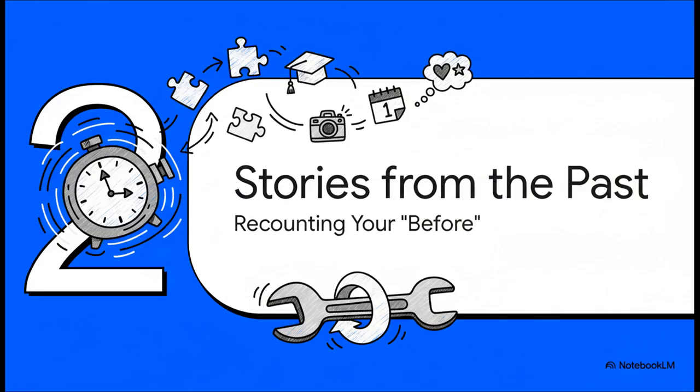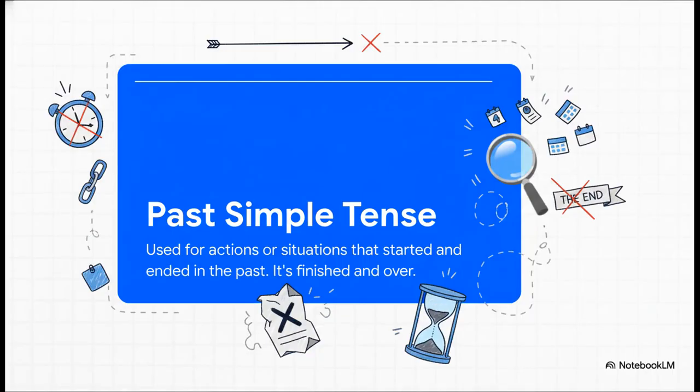All right, let's fire up that time machine and head into the before. This is where the stories are. To talk about things you've already done, memories you've made, we use our second main tool, the past simple. The most important word to remember for the past simple is finished. The action started in the past and it ended in the past. It's done. It doesn't matter if it was 5 minutes ago, yesterday, or 500 years ago. If it's over, you're using the past simple.